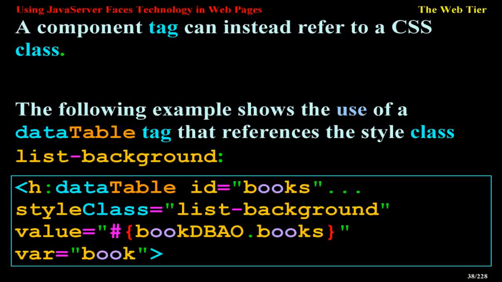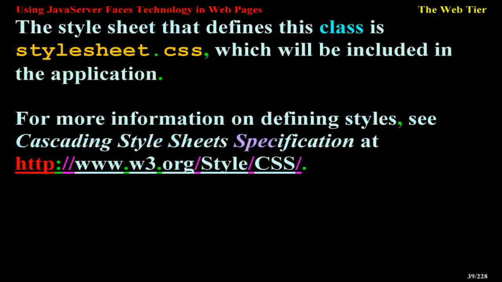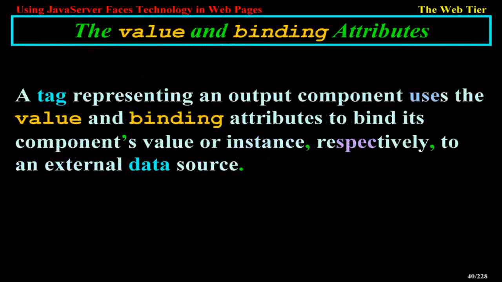<h:dataTable ... styleClass="list-background" value="#{bookDBAO.books}" var="book"> The style sheet that defines this class is stylesheet.css, which will be included in the application. For more information on defining styles, see the Cascading Style Sheets specification at http://w3.org/Style/CSS. The value and binding attributes. A tag representing an output component uses the value and binding attributes to bind its component's value or instance, respectively, to an external data source.